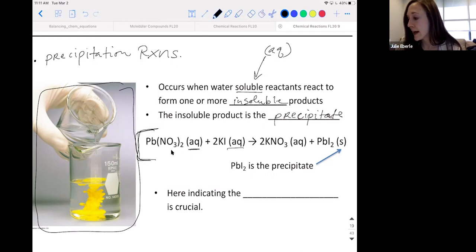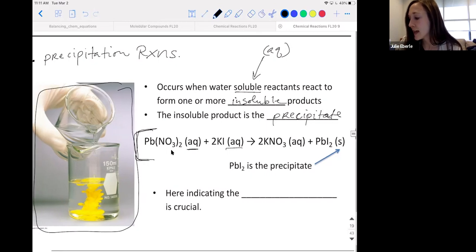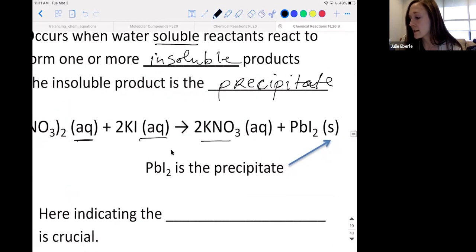Same thing, you've got potassium iodide. When these 2 mix, your products are potassium nitrate, which is soluble, AQ. And then you've got PbI2, and you see this abbreviation of an S. And remember, S here stands for solid. A precipitate is a solid formed from the mixing of 2 liquids. So having this S right here is the key indicator that that is your precipitate.